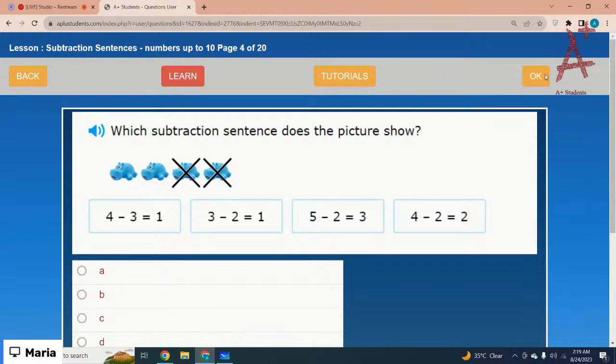And how many you are left with? You are left with 2. So 4 take away 2 equals 2. 4 take away 2 equals 2. Option number D is the correct option.